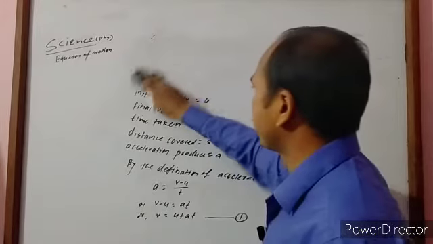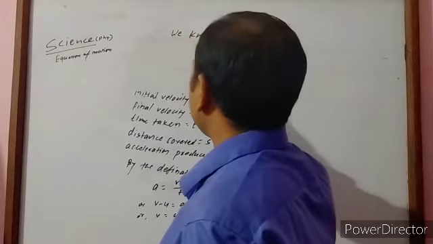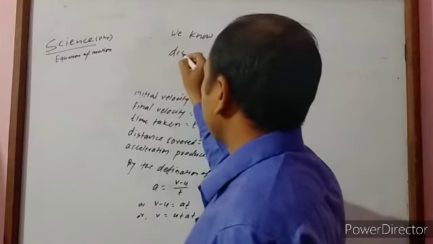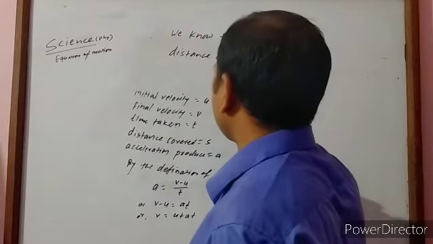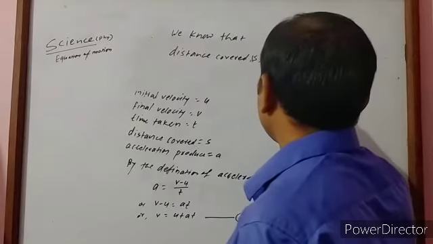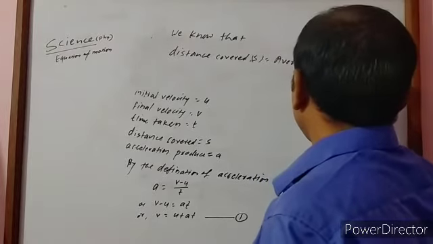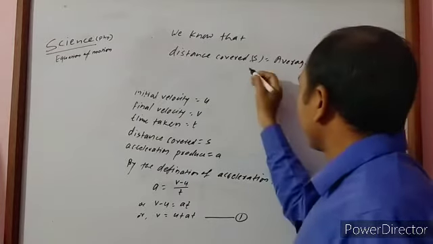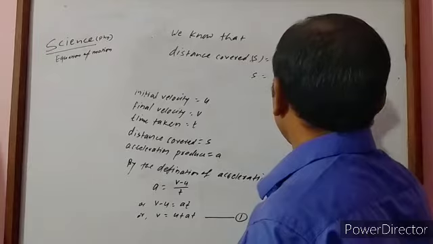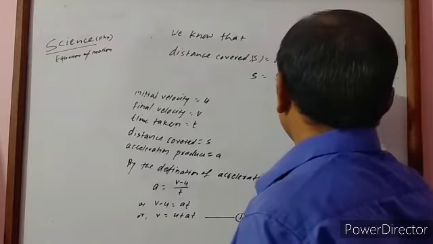After this, here we know that distance covered s is equal to average velocity into time taken. It means s is equal to average velocity, that is u plus v by 2, and time taken t. This becomes equation 2.